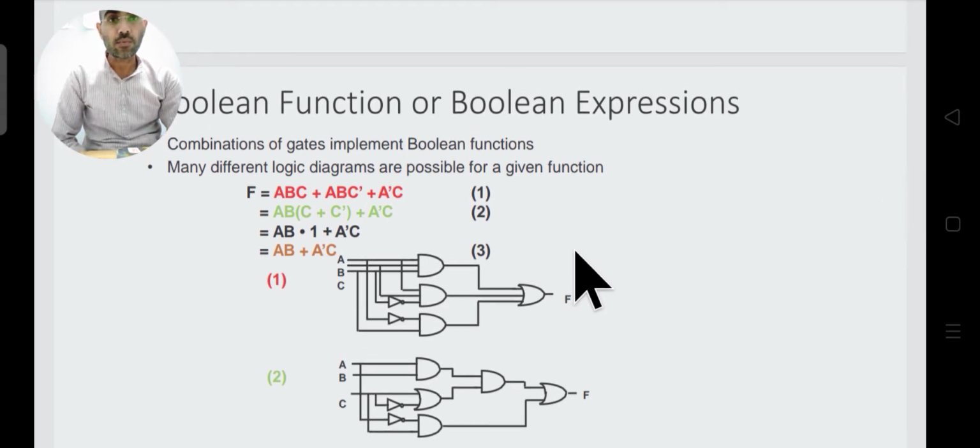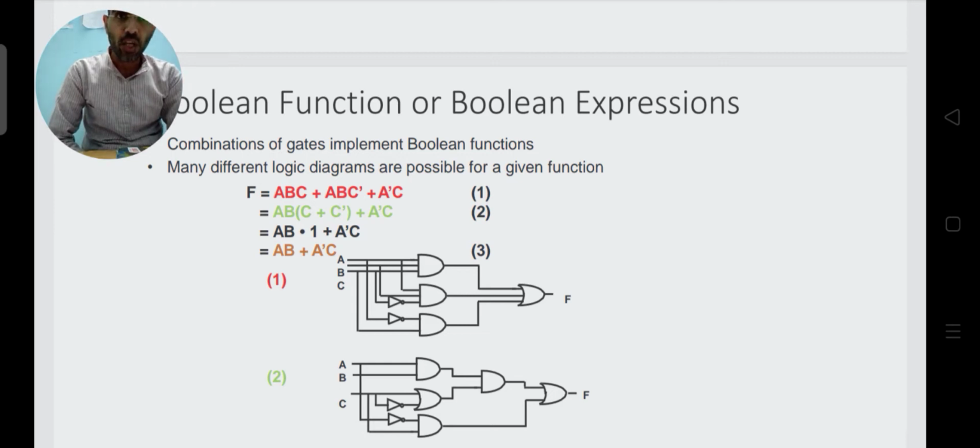Now in this class we will see what happens when we combine some gates. By combining some gates, we can implement any given Boolean expression. That Boolean expression is useful to implement, I mean, you can implement the hardware with the help of that Boolean expression. Now the hardware which we want can have many types of circuits. It can have fewer gates or more gates.